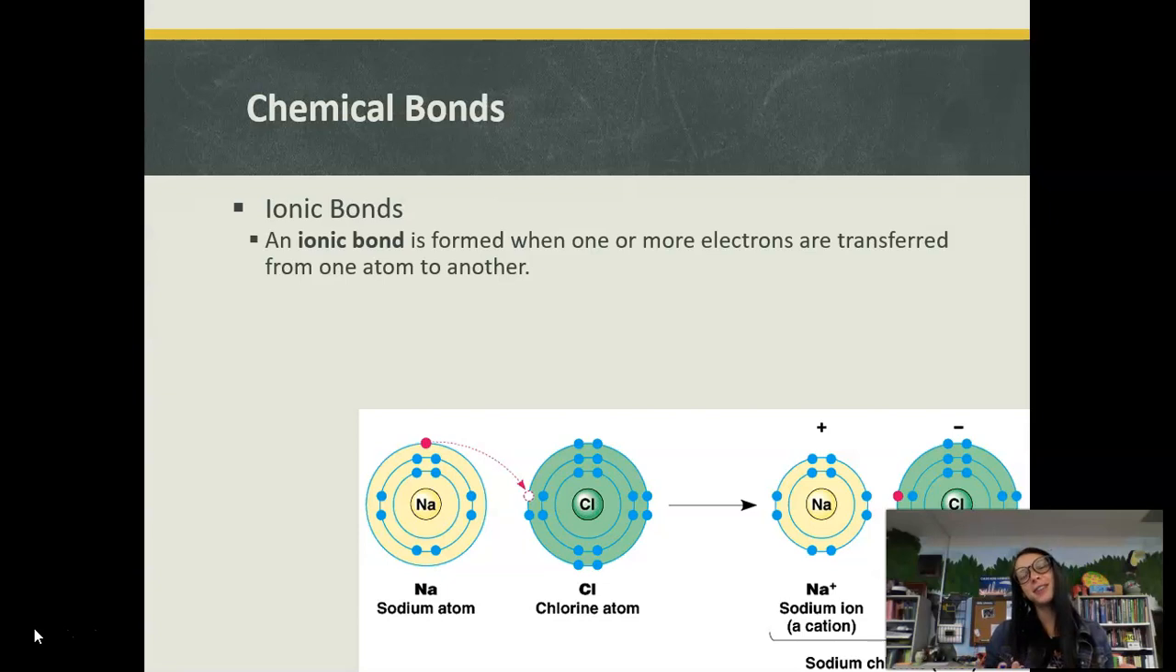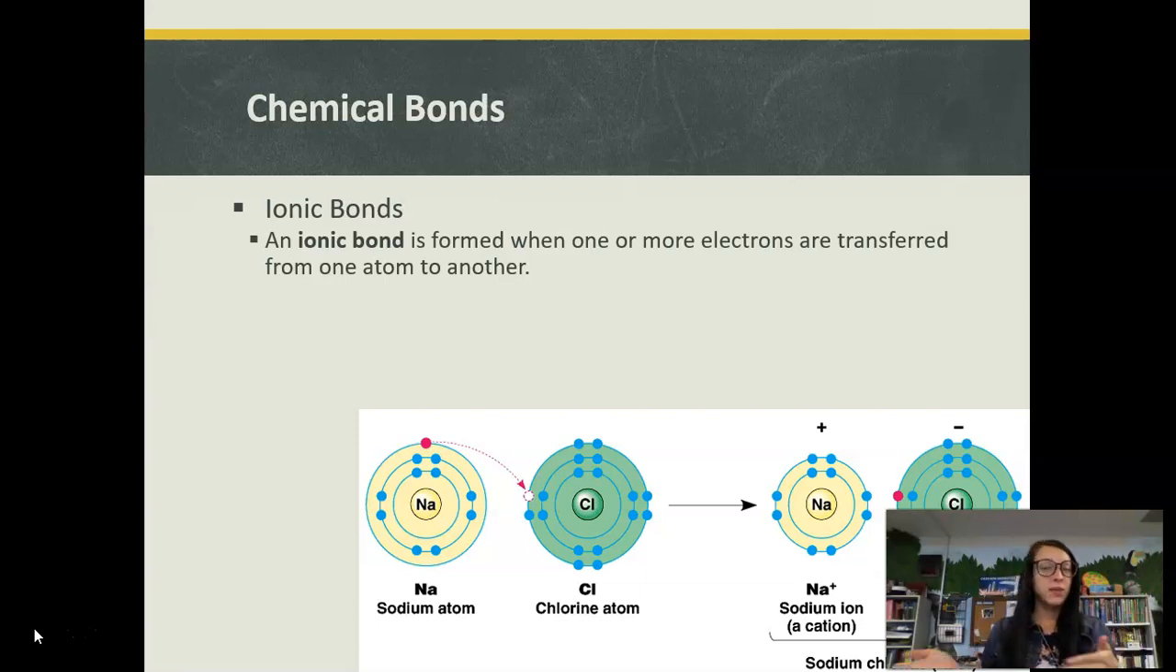Chlorine has 7 valence electrons. It has 7 electrons in its outer shell. Again, if you'll remember from physical science, both of these elements would really like to have 8 valence electrons. That would make them super happy. It would be very easy for sodium to ditch an electron and give it to chlorine. It would be very easy for chlorine to just grab an electron from sodium.